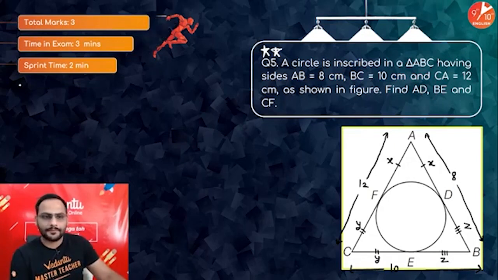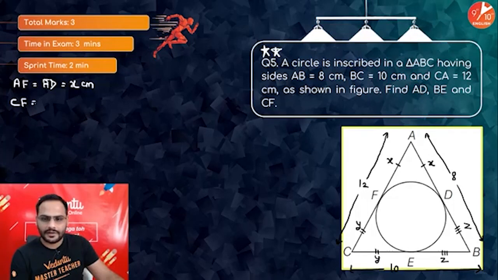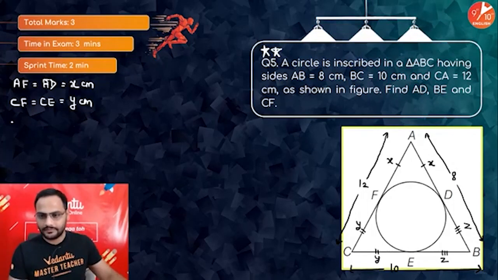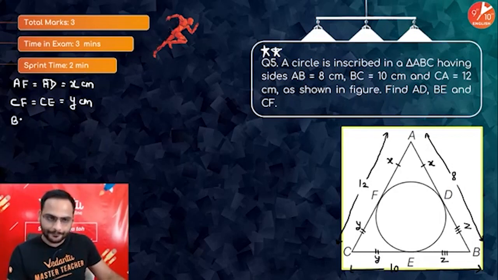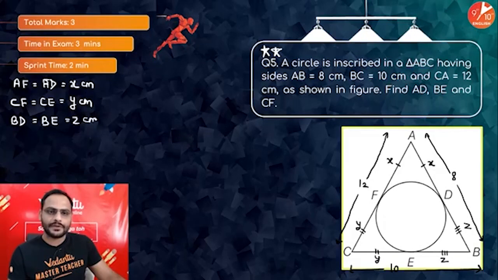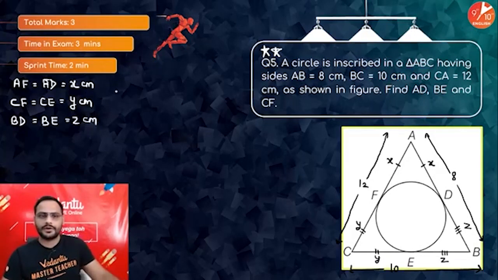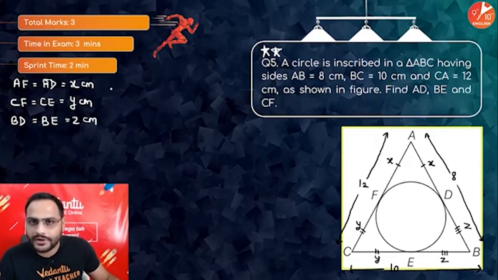So I can say, let's take AF and AD, both are equal to, let's say, X centimeters. Then CF and CE both are, let's say, equal to Y centimeters. And BD and BE both are, let's say, equal to Z centimeters. Alright, because tangents from an external point are equal.